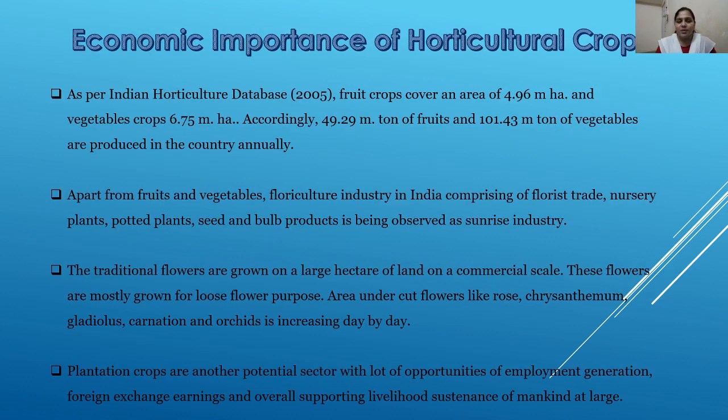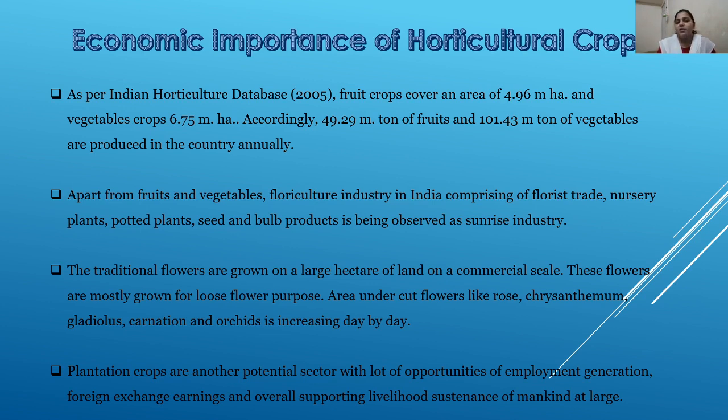Now, moving on to the next important aspect of horticultural crops, that is the economic importance. As per the Indian Horticulture Database, the fruit crops cover an area of 4.96 million hectares, and the vegetable crops constitute around 6.75 million hectares. Accordingly, 49.29 million tons of fruits and 101.43 million tons of vegetables are produced in India annually. You can see this is a very large amount, and thus we can get maximum foreign exchange from this total productivity of horticultural crops.